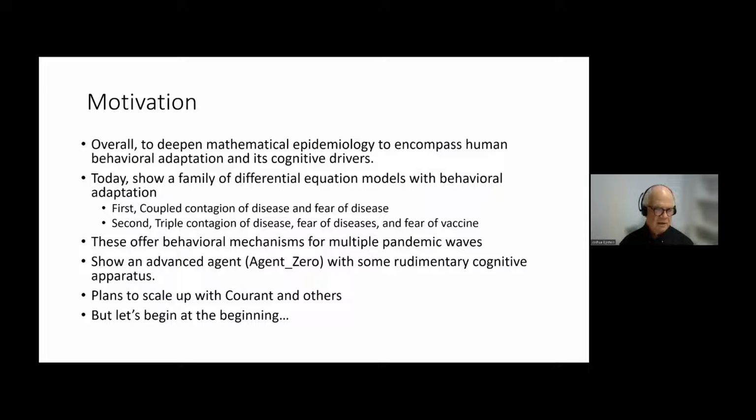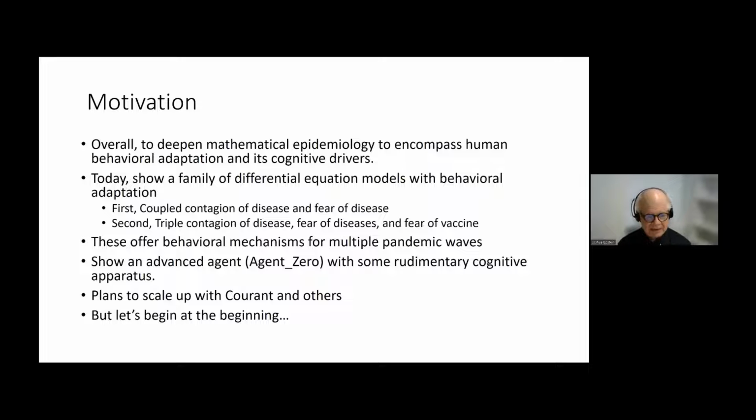First is a model that I called coupled contagion of disease and fear, we published a few years ago. But this involves contagious disease and contagious fear of the disease. Then there's a model, triple contagion, published in the Royal Society recently, where there's contagious disease, contagious fear of disease, and contagious fear of the control, in this case, vaccine. And we'll talk about how those two fears play against one another and what consequences it has for epidemic dynamics. But they all offer behavioral mechanisms for multiple pandemic waves.